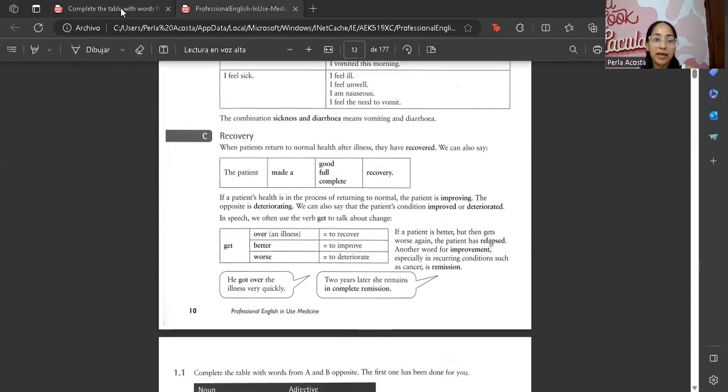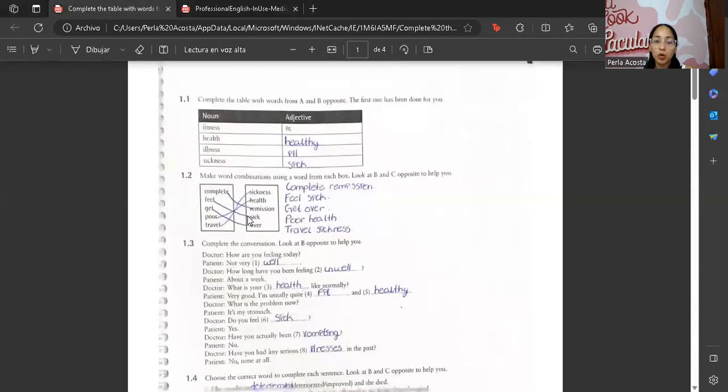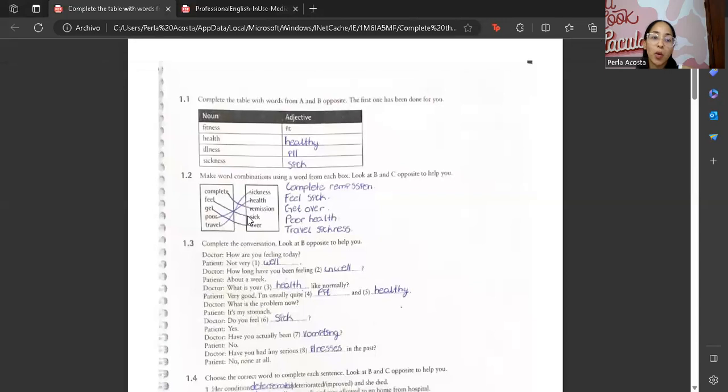Okay, now the exercise from this unit. Okay, 1.1. Complete the table with words from A and B opposite. The first one has been done for you. Okay, fitness, the noun, and fitness, health, illness, and sickness. Fitness, fit, health, healthy, illness, ill, sickness, sick.